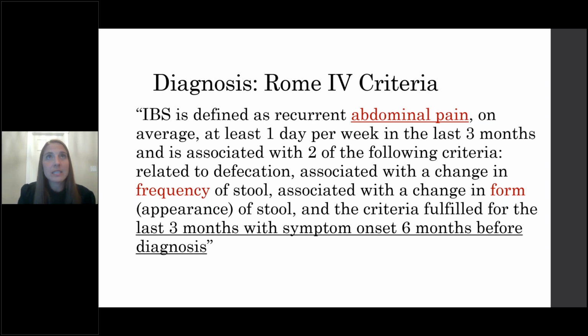So this definition helps to eliminate some of those cases of IBS-like symptoms that may be from a viral or bacterial infection that resolve quickly. So again, 6 months prior to diagnosis, we would need to see some of these abnormal symptoms occurring.